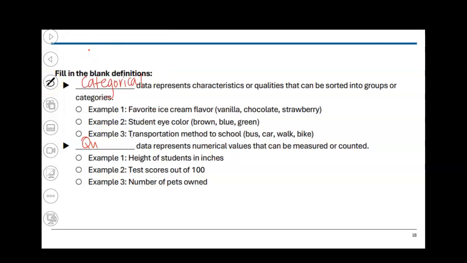Who else wrote qualitative? It's quantitative. Qualitative is the first one. Yeah. Thank you, Andrews. Shout out to Andrews. Quantitative, not qualitative. Okay. All right, can I move forward?